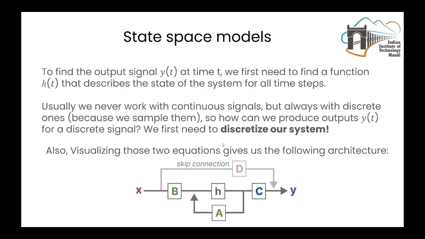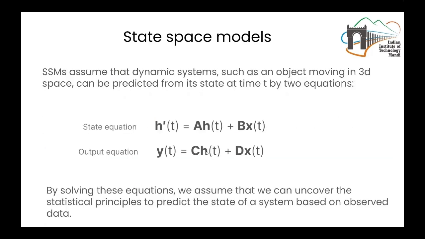The equation can be visualized in the form of this image. The initial input is multiplied by matrix B and matrix D, while the input multiplied by matrix D is directly poured into the output, while the input multiplied by matrix B is summed with matrix A multiplied by the input state. That's what you define here.